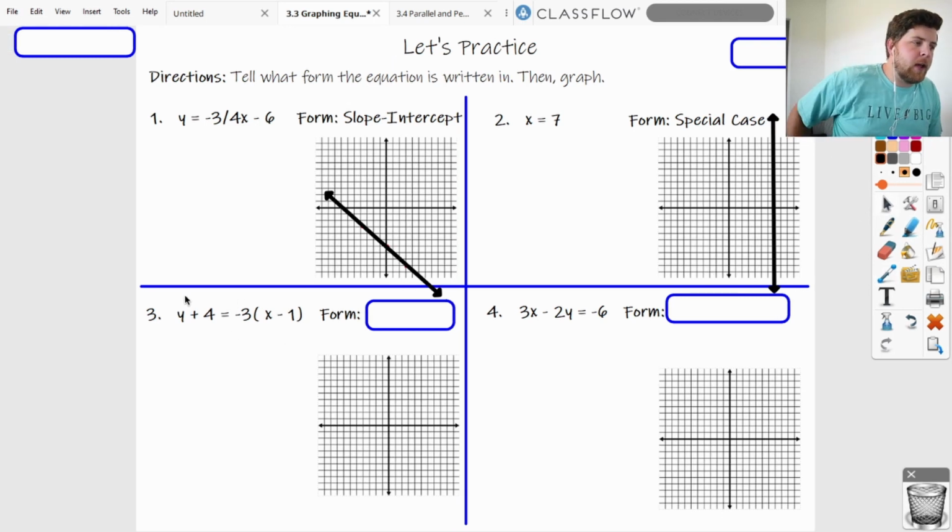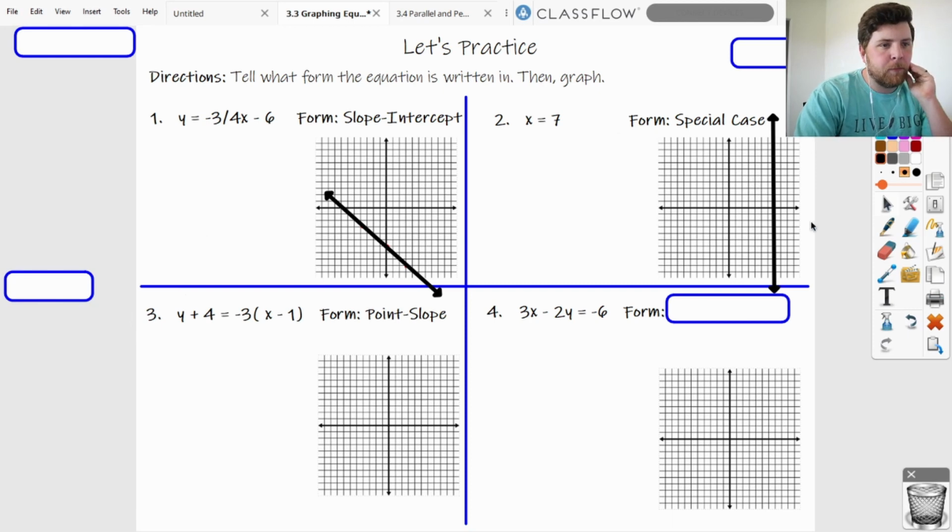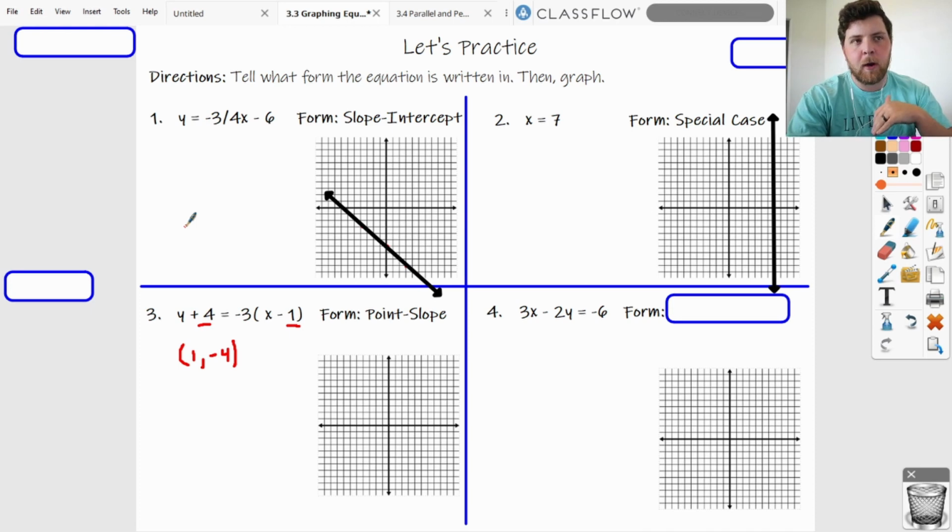The next one we're going to look at is y plus 4. If you ever see y plus or minus something on the left, that means it's in point-slope form. I can start by graphing it at that point. My point is 1, negative 4. The common mistake we see is that sometimes people flip-flop these. The x is always next to the x, the y is always next to the y, and it's always the opposite of the sign. So if this says minus 1, my point is really positive 1. If this says plus 4, it's really negative 4. So I go to 1, negative 4.